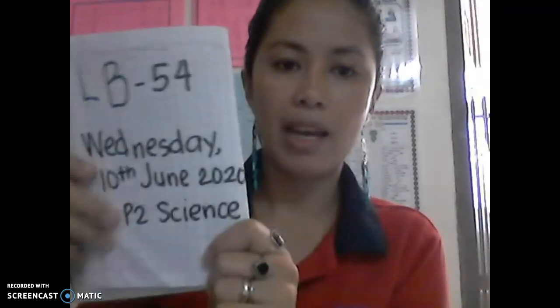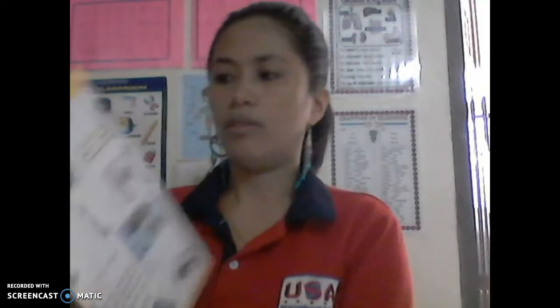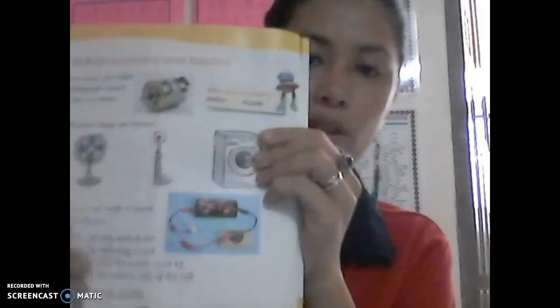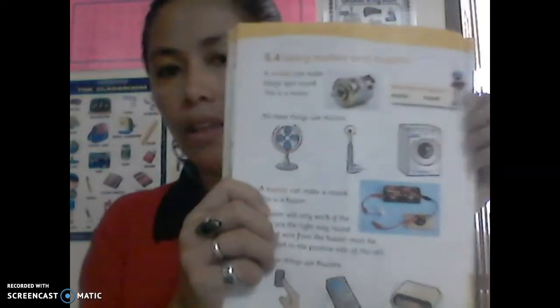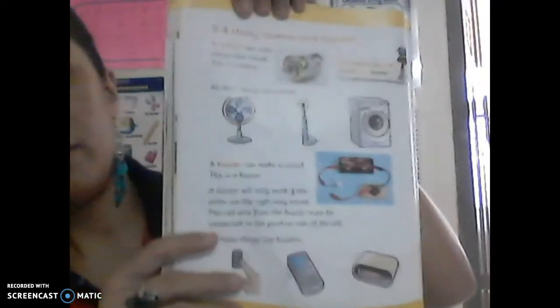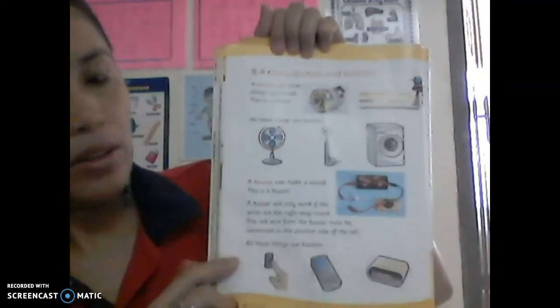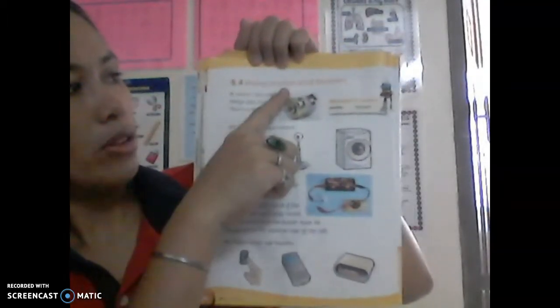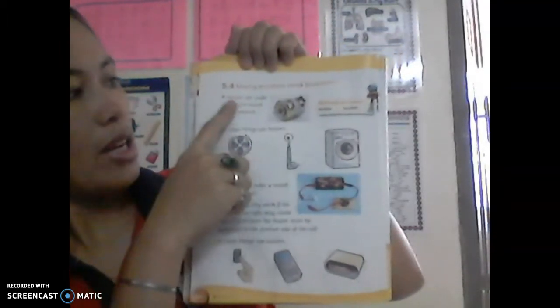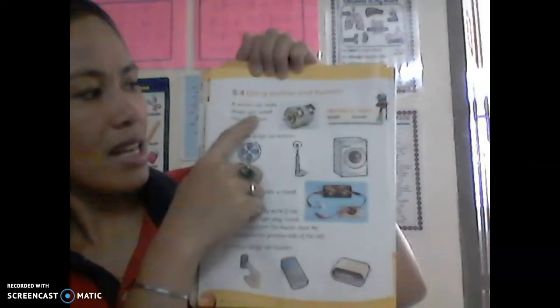And now let's get your book and open it to page 54. Okay, learner's book, page 54. So here is our book. Using motors and buzzers.